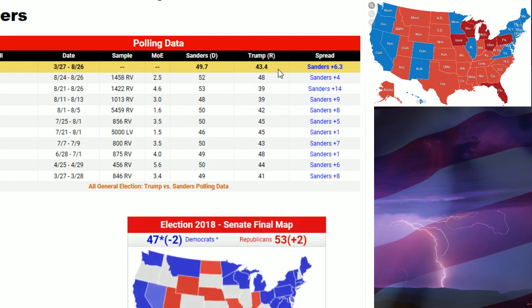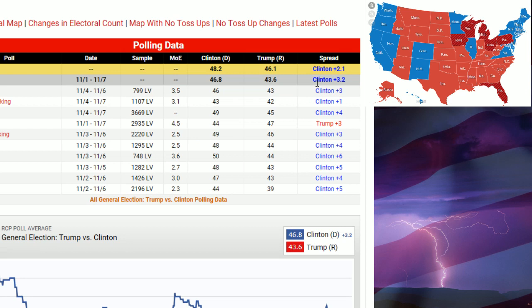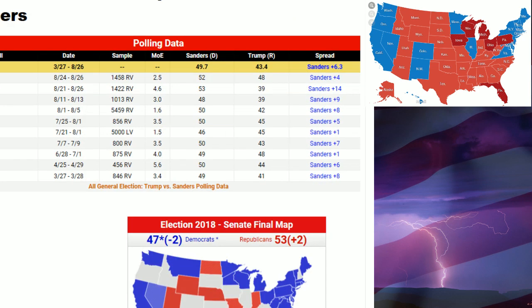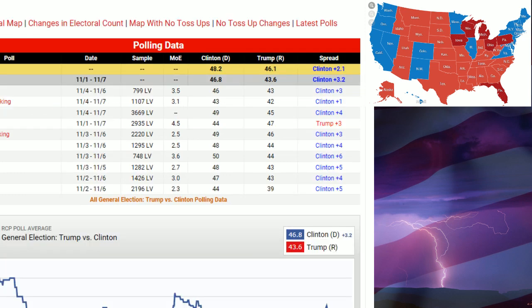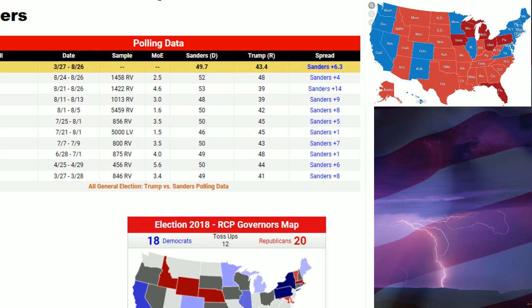And right now, the Real Clear Politics polling average has Sanders defeating Trump by 6.3 percentage points. We contrast that back to 2016. The Real Clear Politics polling average had Clinton 3.2 percentage points above Donald Trump. So we're going to make the assumption here that this is the difference in the national polling picture. So 6.3 minus 3.2, that gives us a positive 3.1 percentage point advantage to Sanders over Trump, in contrast to what Clinton had over Donald Trump.